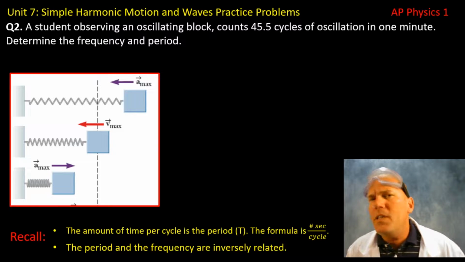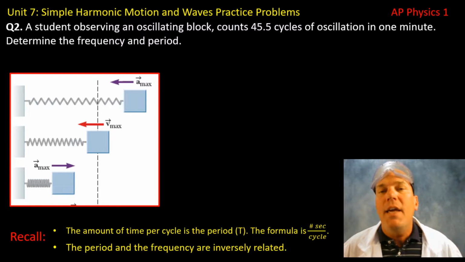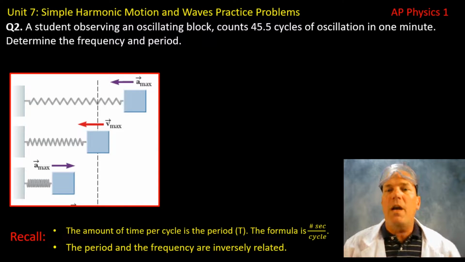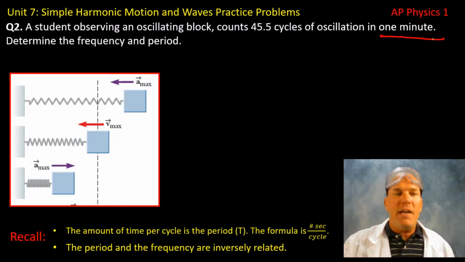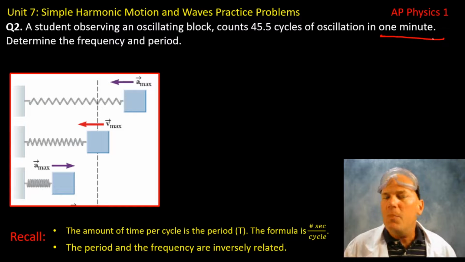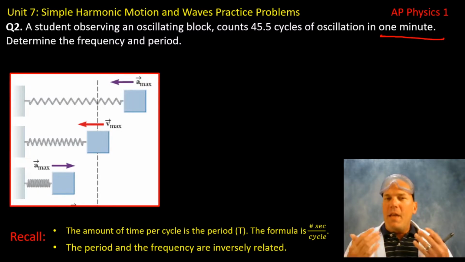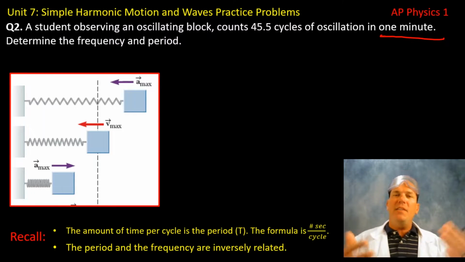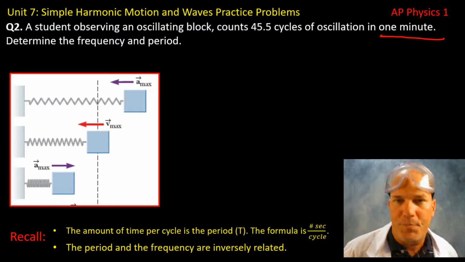Now, in question number 2, a student is observing an oscillating block and counts 45.5 cycles, so full round trips, in 1 minute or 60 seconds. You are asked to determine the frequency and period. Again, recall that period is nothing more than the number of seconds divided by cycles, and that the period and frequency are inversely related to one another.